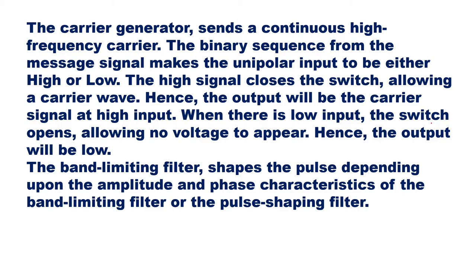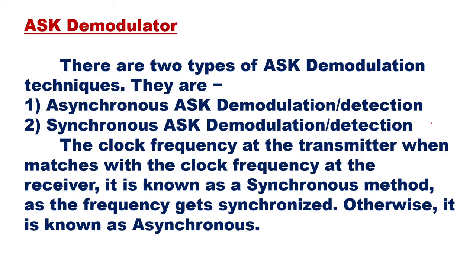When there is low input from the message, the switch opens, allowing no voltage to appear. Hence, the output will be low. The band limiting filter at the end shapes the pulse depending upon the amplitude and phase characteristics of the band limiting filter, or the pulse shaping filter. This was the explanation for BASK generation. Then we will go to see BASK detection. If you see the demodulator, there are two types of ASK demodulation.